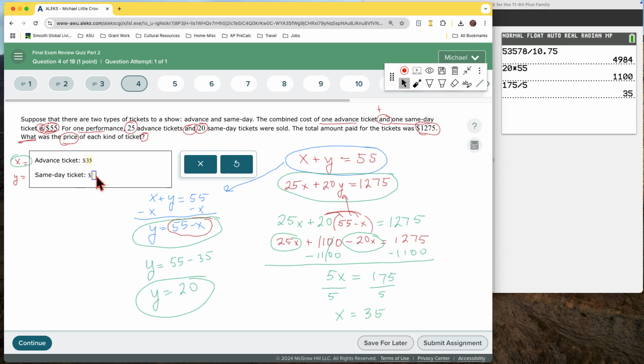Then what ends up happening when people see that, notice we have these two together, we get the 55. But for me, it seems wrong. Just to make sure, I'm going to double check on my 25 advanced tickets. 25 advanced tickets, so their cost would be the cost of those tickets times 25. Same day tickets, 20 of them, times the cost of the same day tickets. And if you add that together, you get 1275.